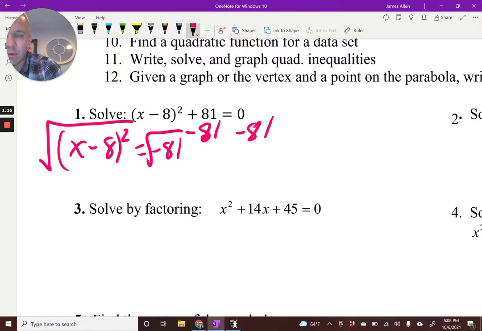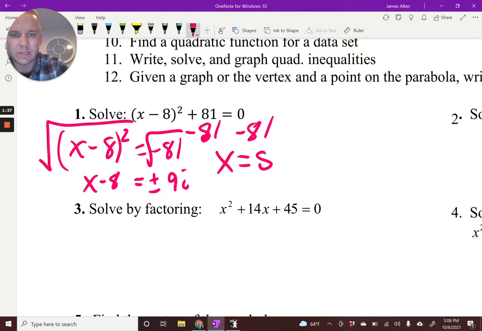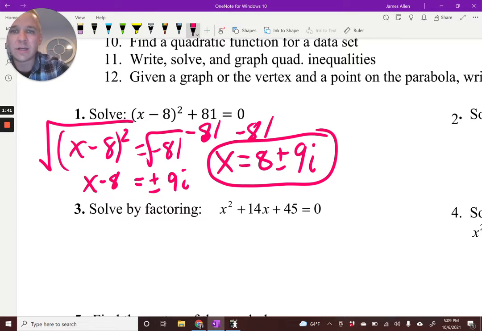Well, square root of negative 81 is plus or minus 9i, right? Square root of 81 is 9. Negative's in there. We've got to have that i. Beautiful. X minus 8. I don't need that parenthesis anymore. So I'm going to add 8 over, and I can't really put this all together, so I'm just going to leave it as 8 plus or minus 9i. Lovely. Definitely a non-calculator problem.